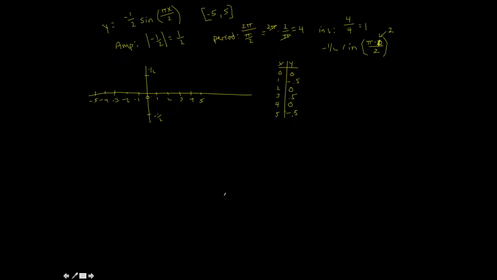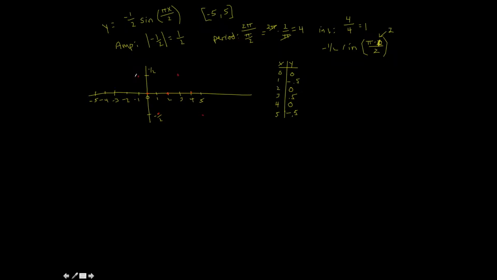So let's plot our points. And so we have 0, 0. We have 1, -1/2. 2, 0. 3, 1/2. 4, 0. And 5, negative 1/2. Now when you're going back the other direction, what is negative 1 going to be? Negative 1 is actually going to be positive 1/2.